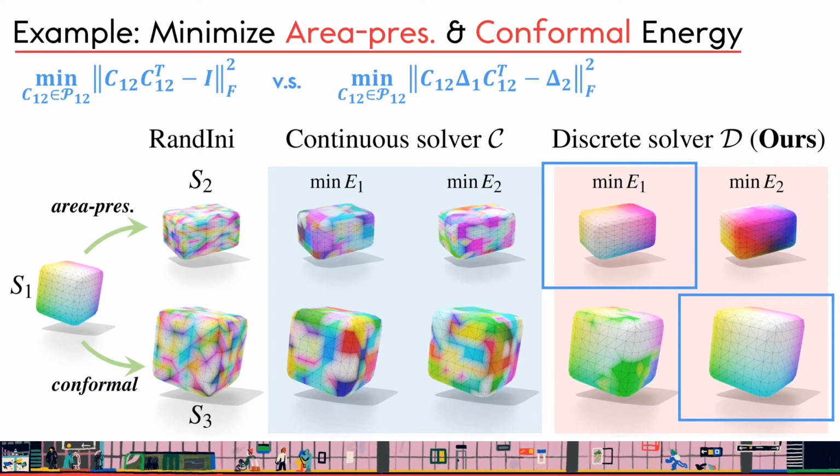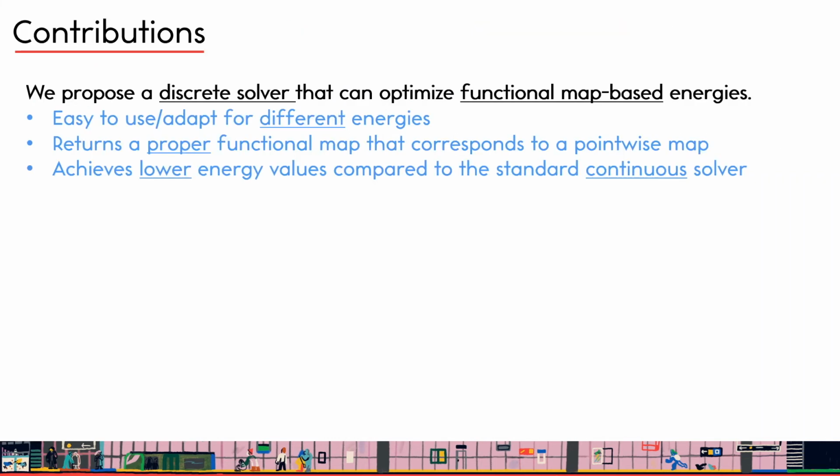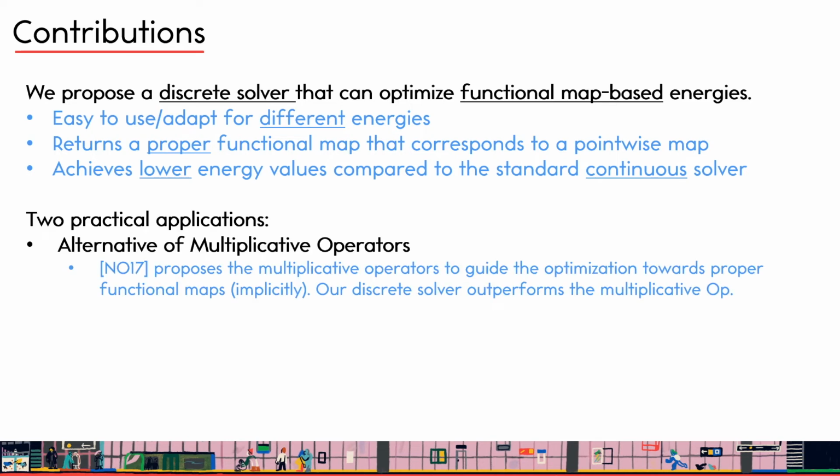This shows that our discrete solver is energy aware, which means the problem relaxation and the discrete optimization consider the input energies. As a comparison, although the continuous solver can decrease the energy values during the optimization, the optimized functional map does not correspond to a high-quality pointwise map. In a short summary, in this work, we propose a simple discrete solver that can optimize different functional map-based energies. It returns a proper functional map that corresponds to a pointwise map in good quality. It also achieves lower energy values compared to the standard continuous solver.